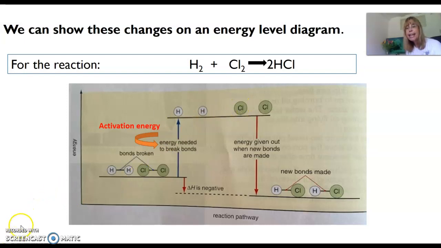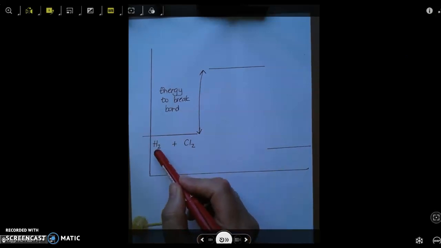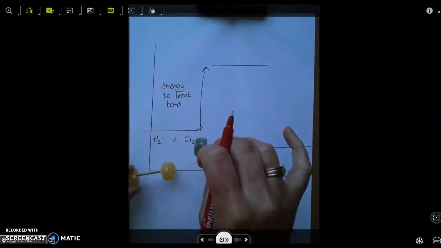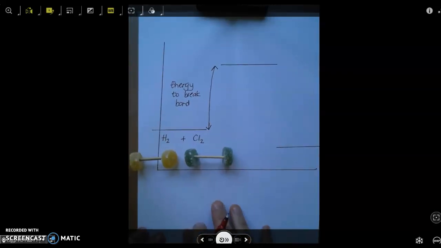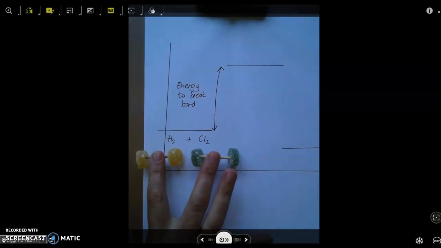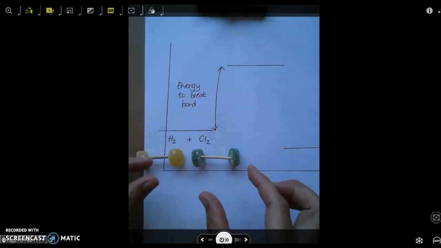Now I'm going to show you another way that I can illustrate that to make it easy for you to remember. Okay, so here I've got the same reaction. I've got my hydrogen molecule that is going to react with my chlorine molecule. And if I had to make that out of the sweeties, there's my hydrogen and there is my chlorine. Now, in order for this to even start reacting, the first thing that's got to happen is that these covalent bonds need to be broken. There's a single covalent bond in each, and these have got to be broken apart.